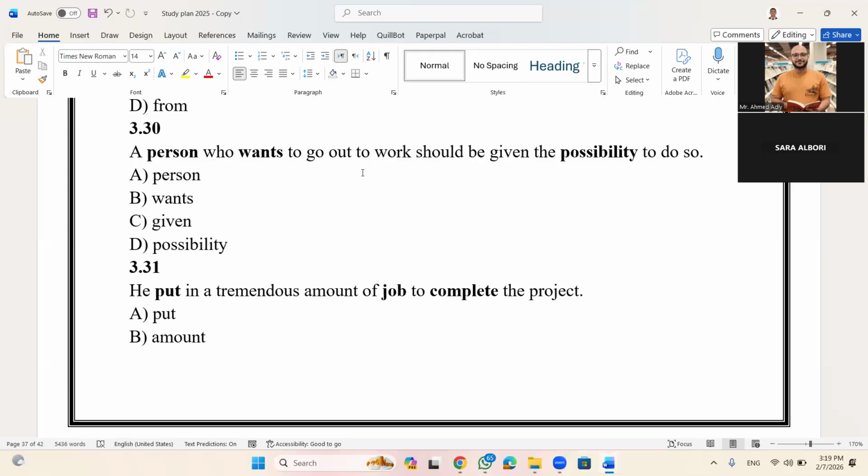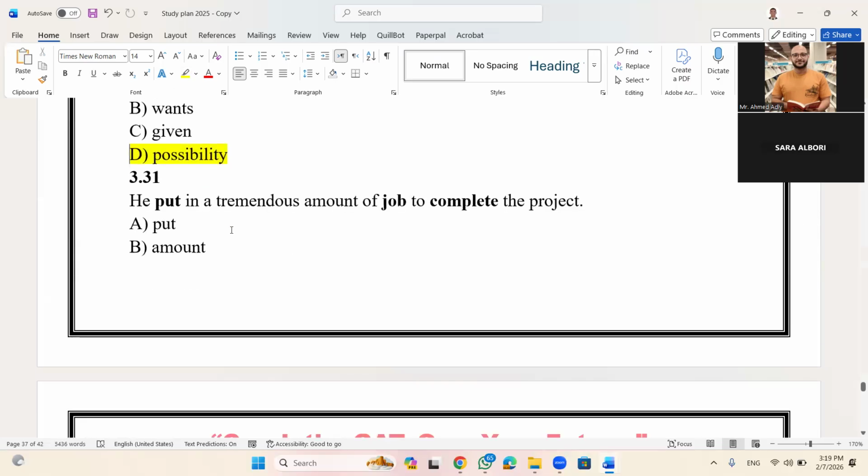They are not given the possibility. No possibility. Possibility is how likely something will happen. So a person who wants to go out to work should be given what? Not possibility, permission, right? Okay. Next.